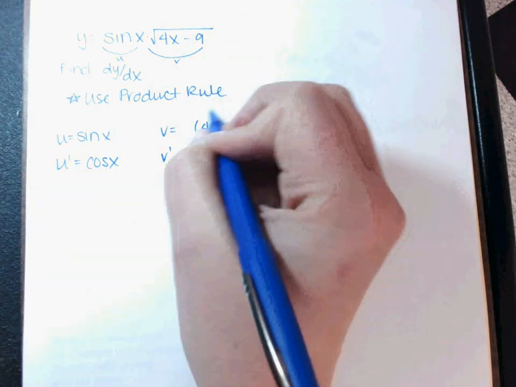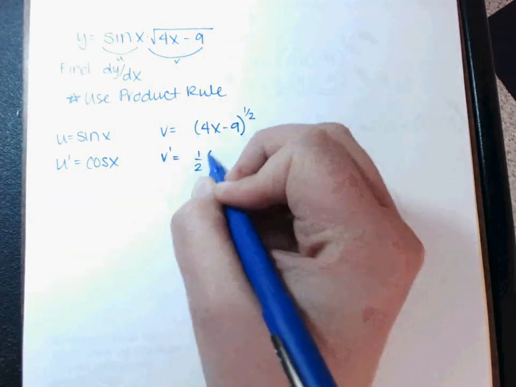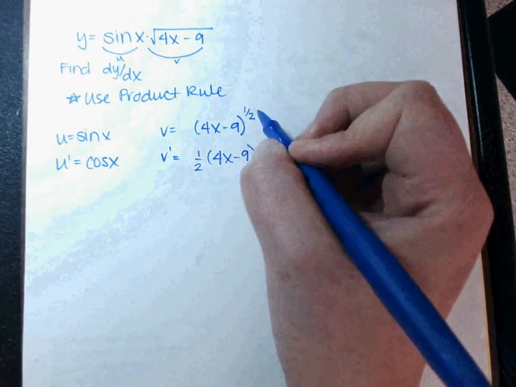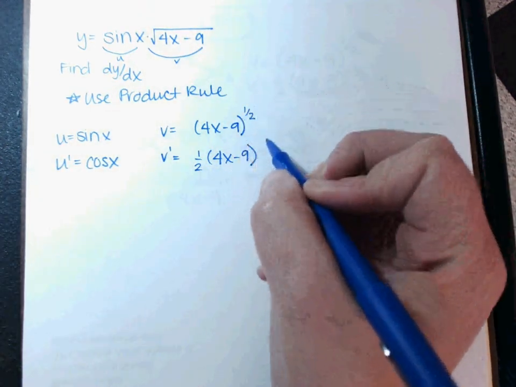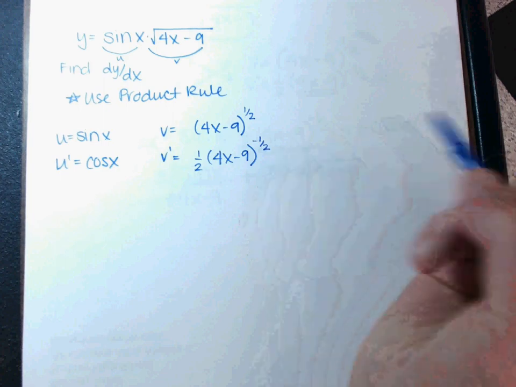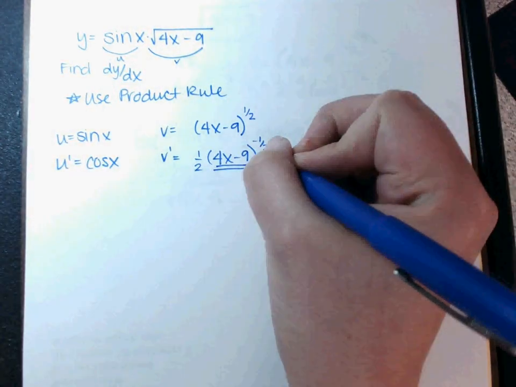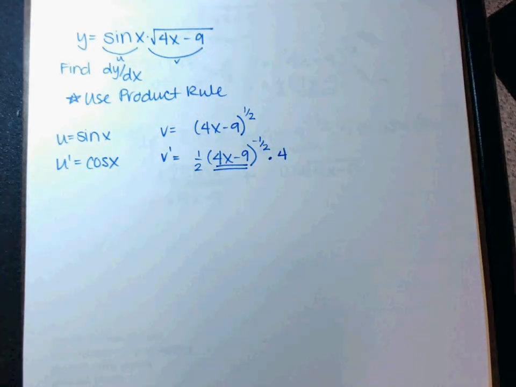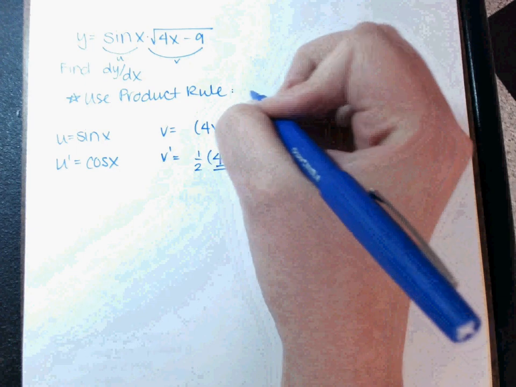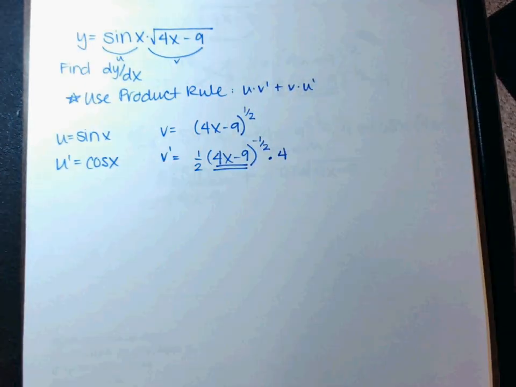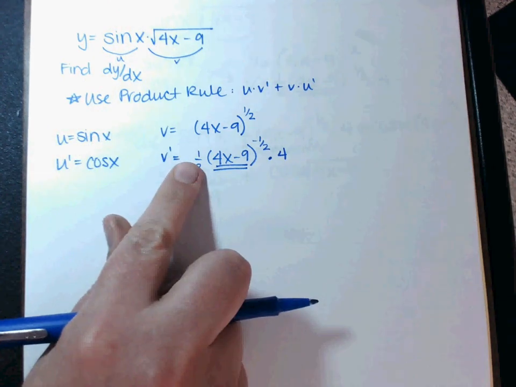So my 1/2 comes down to the front. 4x minus 9 used to be to the 1/2, so if I take away 1 from that, that's a negative 1/2. But then by chain rule, I have to multiply by the derivative of the middle, which is a 4. Okay? So let's do our product rule. Remember, product rule is uv prime plus vu prime. So I'm going to do uv prime as this one.